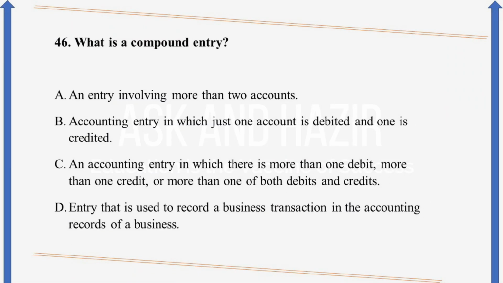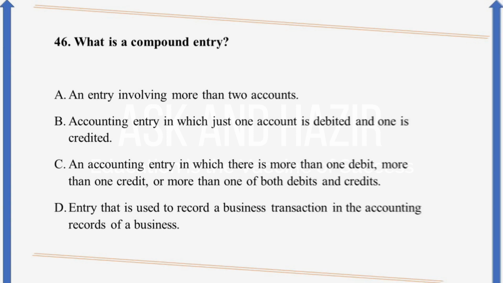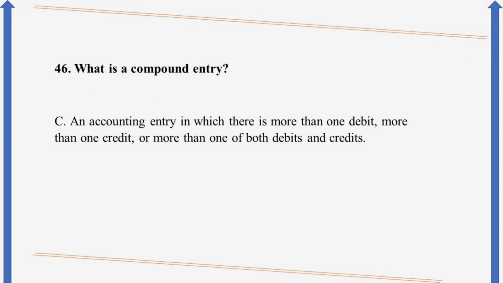46. What is a compound entry? An entry involving more than two accounts. Accounting entry in which just one account is debited and one is credited. An accounting entry in which there is more than one debit, more than one credit, or more than one of both debits and credits. Entry that is used to record a business transaction in the accounting records of a business. Answer, C. An accounting entry in which there is more than one debit, more than one credit, or more than one of both debits and credits.